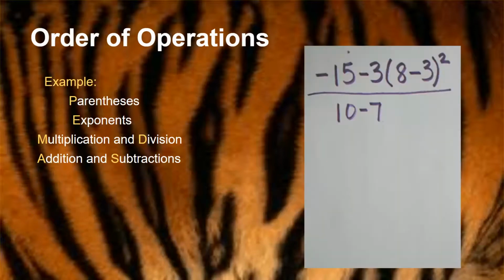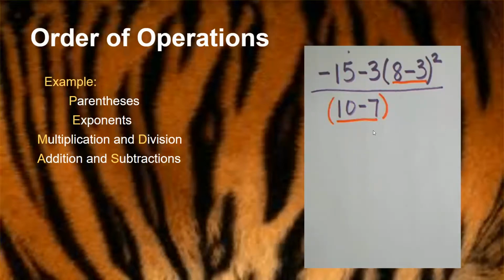So let's look at some problems. This problem already jumps out as one that's a little bit more difficult. There is a long fraction line, which is division. There's an exponent. So we have to figure out what to do first. Start off with parentheses. Well, there's parentheses here and there's parentheses here. We need to do what's inside them first.